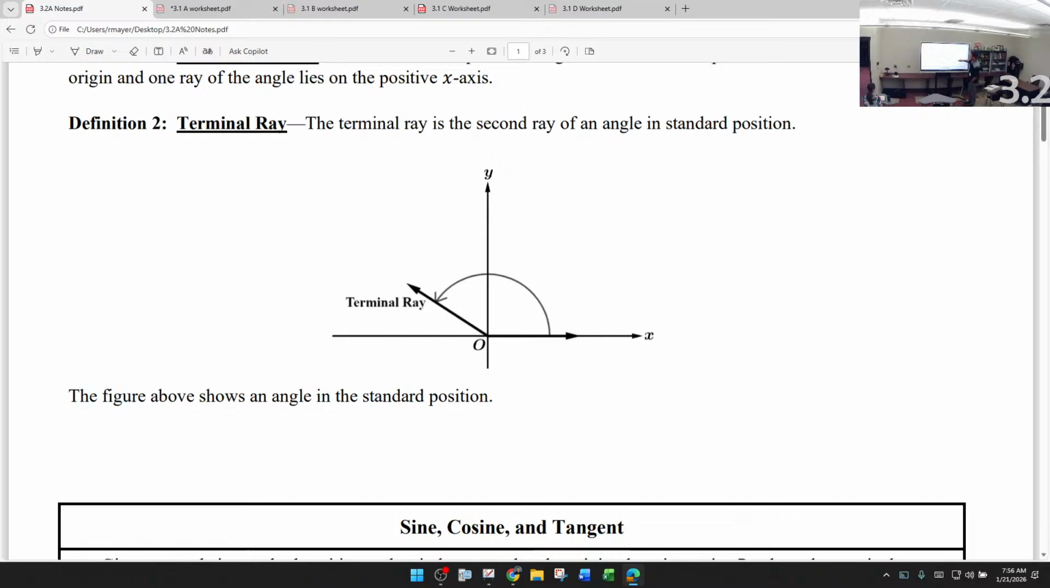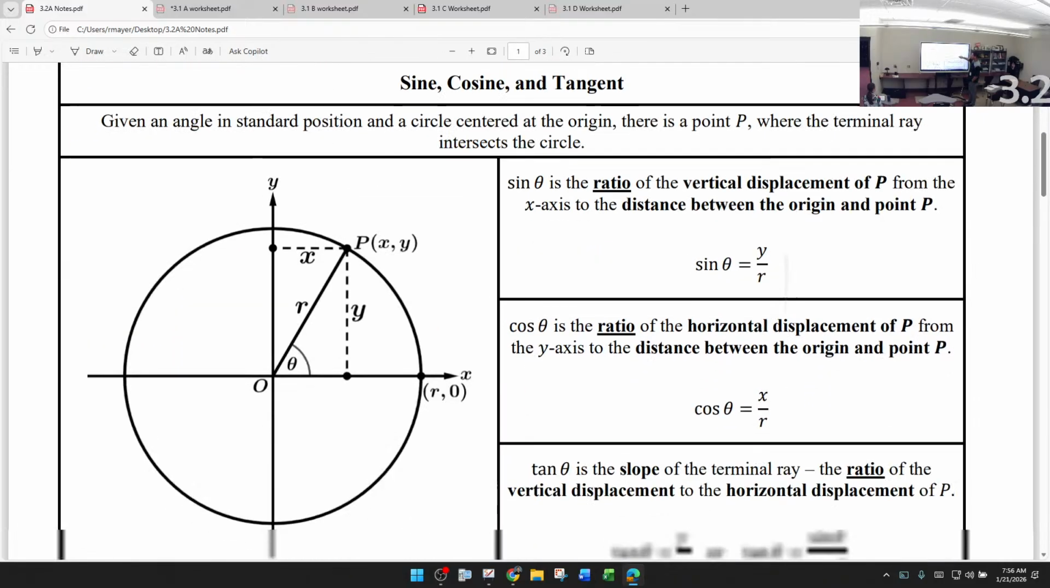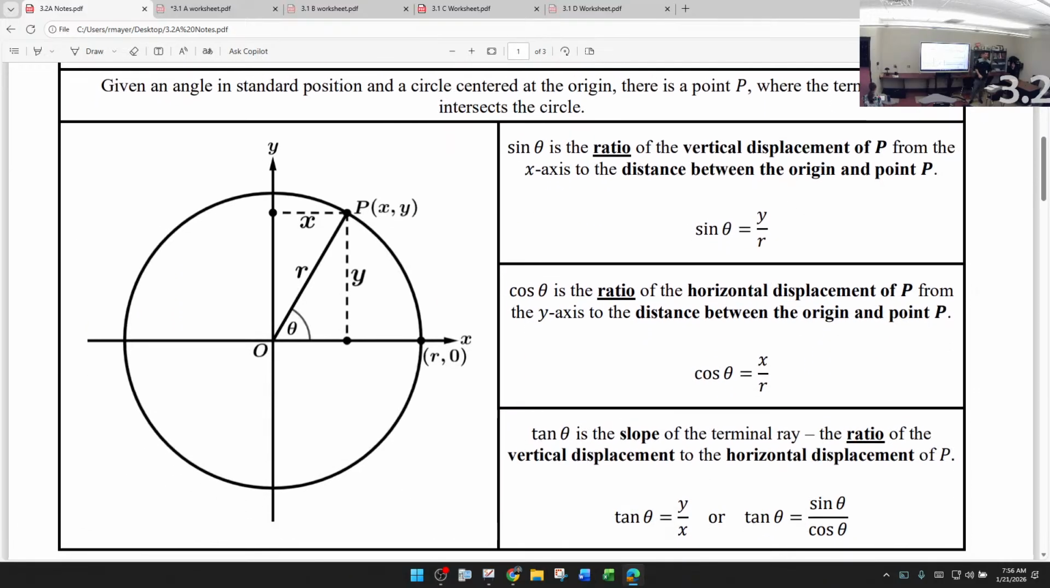There's the standard, and so on. So sine, cosine, and tangent. You already know this. That's what's kind of nice.